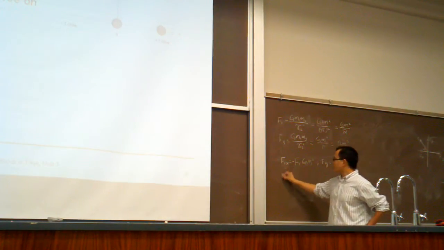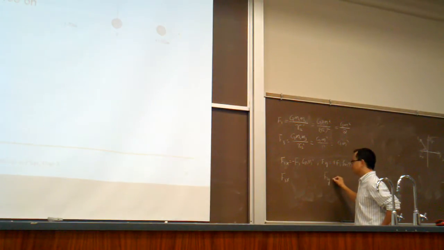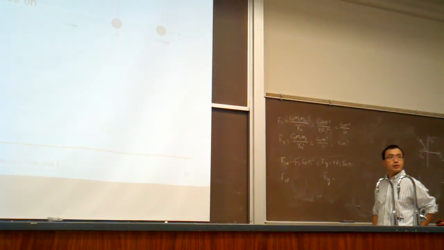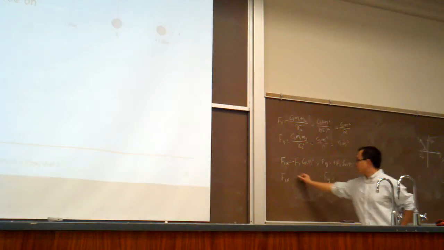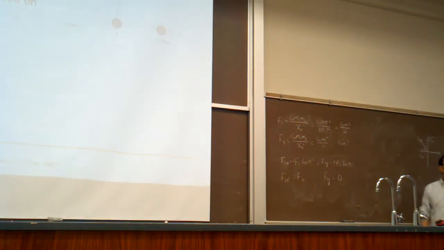Now, for F3, it should be easy. What is F3x and what is F3y? What is F3x? It's simply F3, and F3y is simply 0, right? Because it's along the x direction. Okay, any question here? This is the standard manipulation of the components.